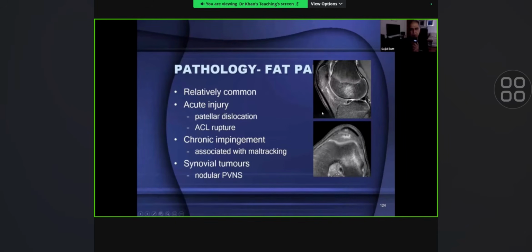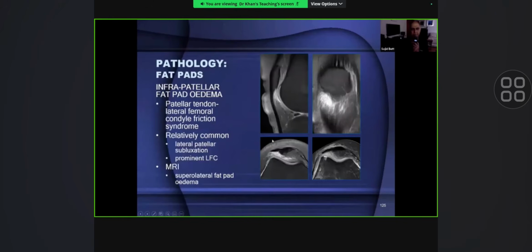The patients who have got a high riding patella and have a tendency of lateral patellar subluxation can end up with bone and soft tissue edema affecting the lateral Hoffa's fat pad. And these patients have chronic impingement of the fat pad secondary to patellar maltracking. And we can see this on both sagittal and on axial imaging.